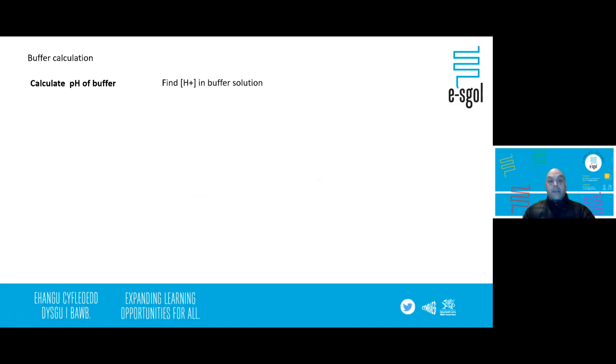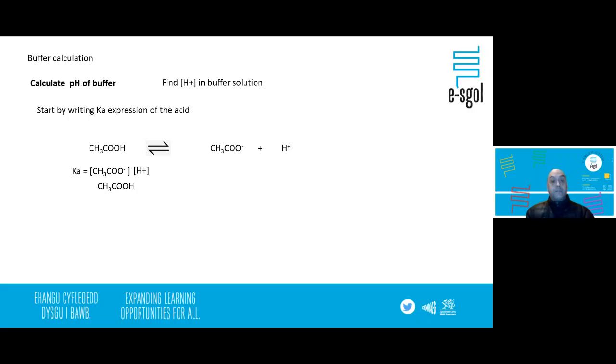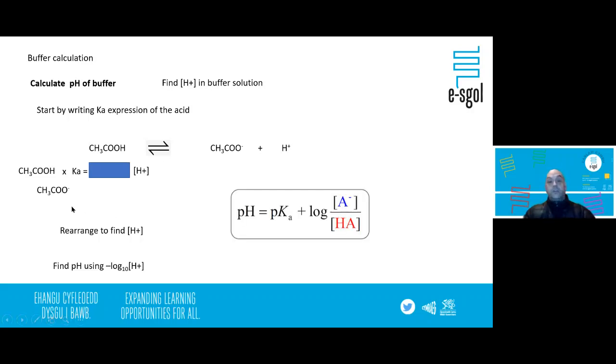Okay, to calculate the pH of your buffer is really easy. You just need to find your concentration of hydrogen ions. Okay, so you can see here I've written my expression for my acid, and I'm just going to rearrange it to find H+, as we always do. And the way I do that is I just shift the concentration of the acid to the left side of the equation, so I multiply, and then I take my salt concentration that they'll give you in the exam, and I move over there. Okay, so that's how you find your H+, and then once you've found H+, you can work out your pH.